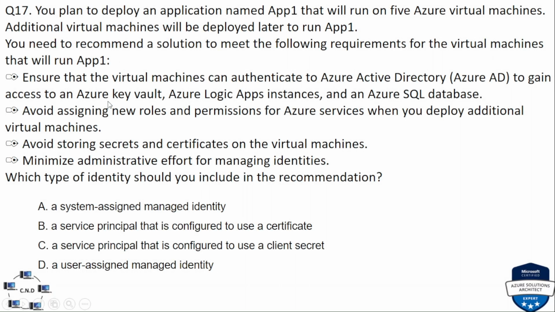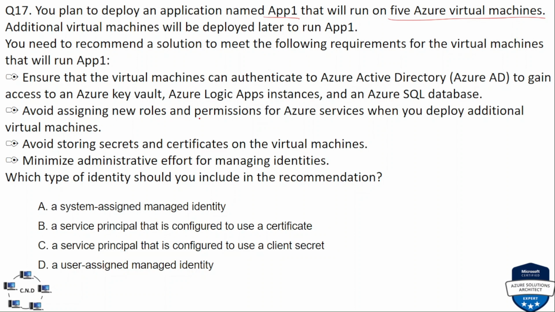Let's move forward to question number 16. You plan to deploy an application named App1 that will run on 5 Azure virtual machines. Additional virtual machines will be deployed later to run App1. You need to recommend a solution to meet the following requirements for the virtual machines that will run App1. And the requirements are: number 1, ensure that the virtual machines can authenticate to Azure Active Directory to gain access to an Azure Key Vault, Azure Logic Apps instances, and an Azure SQL database.